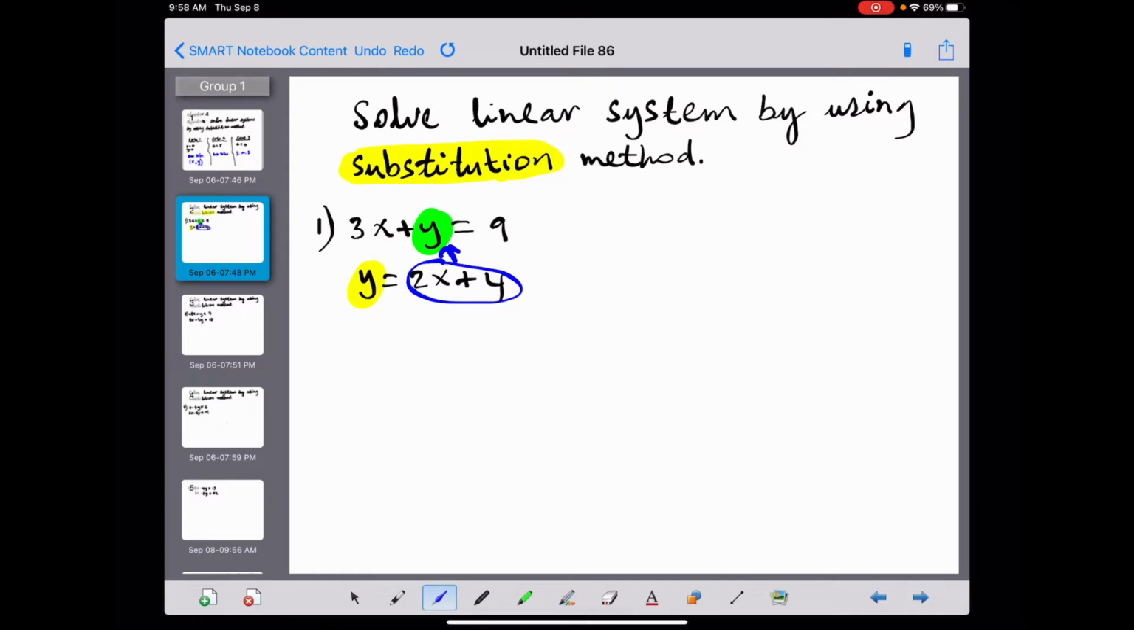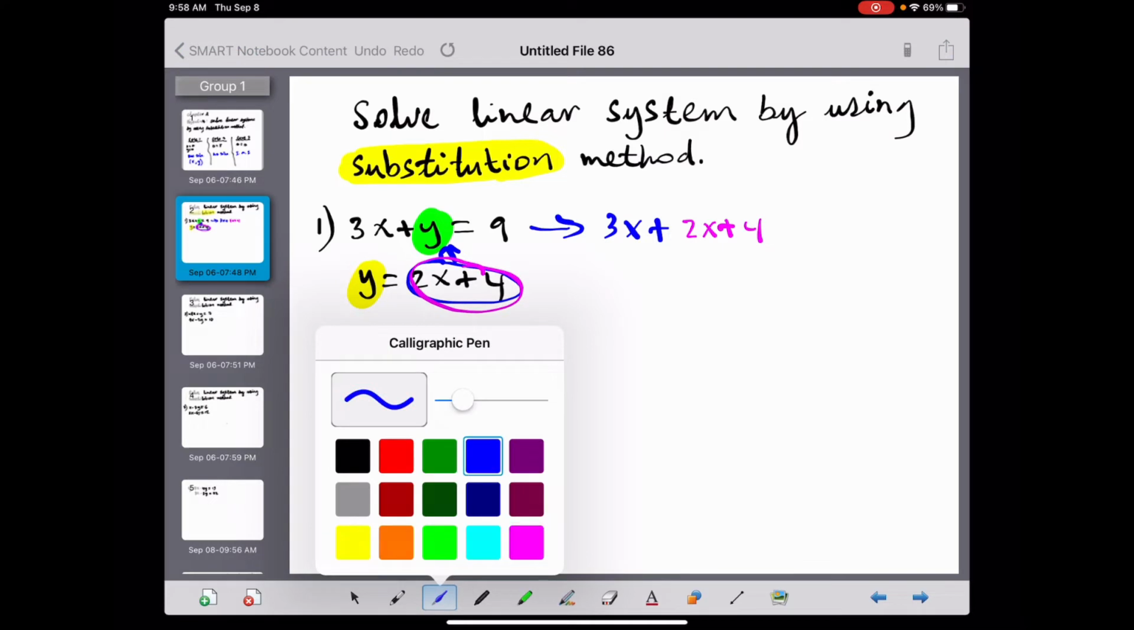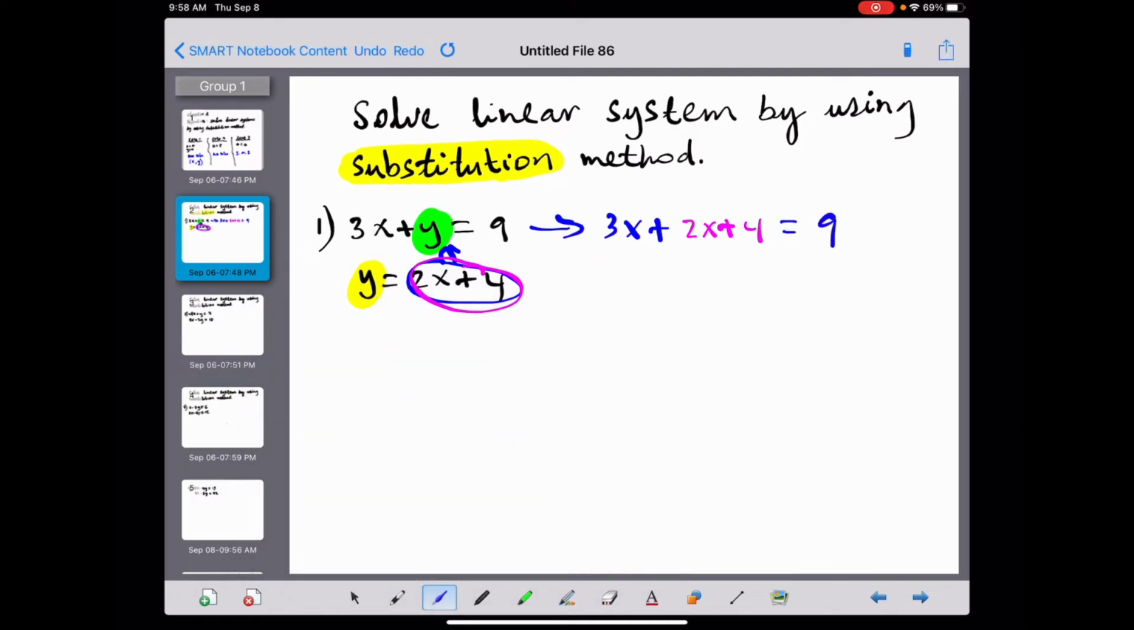So let's rewrite this. So 3x plus y, but I'm replacing y with 2x plus 4 from here, okay? Equals 9. So now instead of having 2 unknowns, we have only 1 unknown. So 3x plus 2x is 5x plus 4 equal to 9. Subtract 4 from both sides, 5x equal to 5. And then divide both sides by 5, x equal to 1.